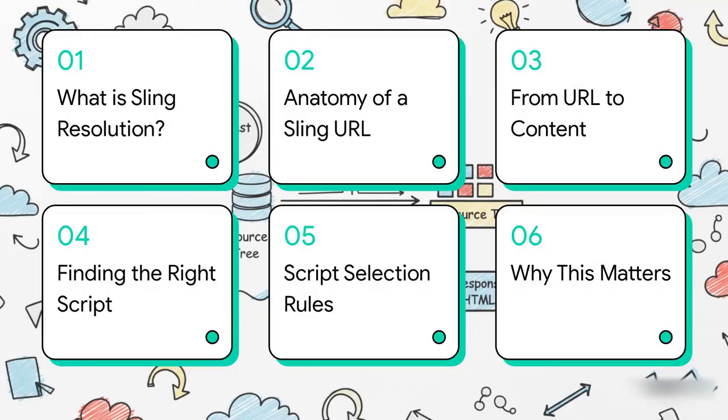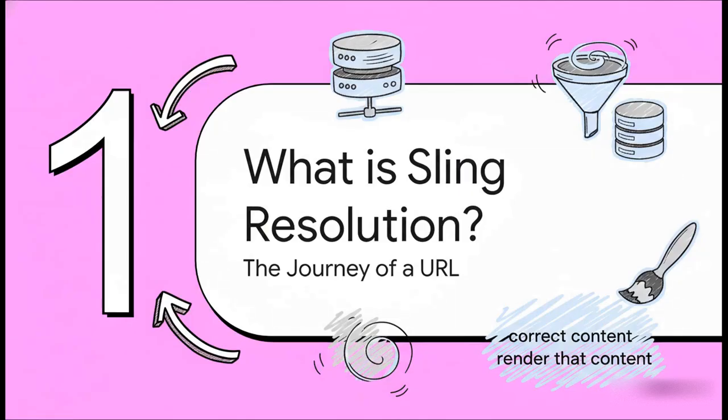So here's our game plan. We'll quickly look at what Sling's resolution is. Then we'll literally take a URL apart piece by piece. After that, we'll follow the trail, from that URL to the content, then to the right script, and finally, we'll talk about why this is such a game changer for you. All right, let's get into it.